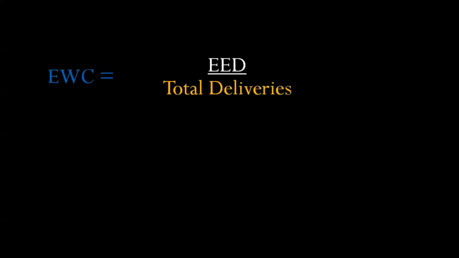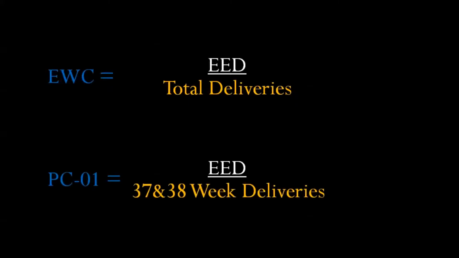While EWC and PC01 are intended to measure the same issue, they measure them in different ways. EWC has always used a denominator of total deliveries to determine the early elective delivery rate. PC01 uses a denominator of 37 and 38-week deliveries, further narrowing that denominator by excluding certain conditions in certain women from that population.